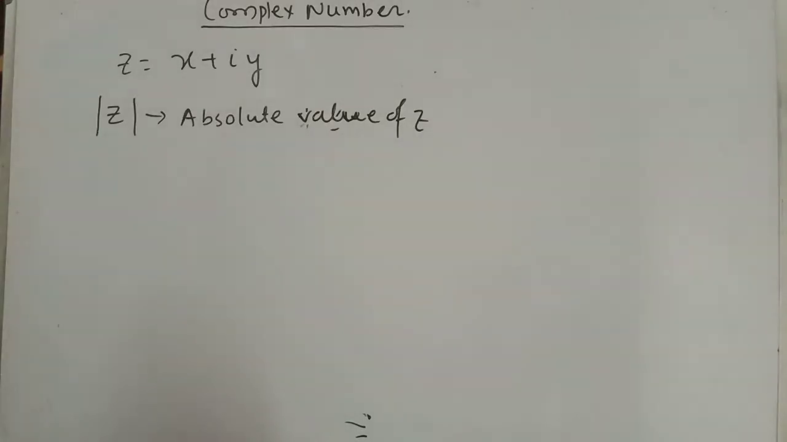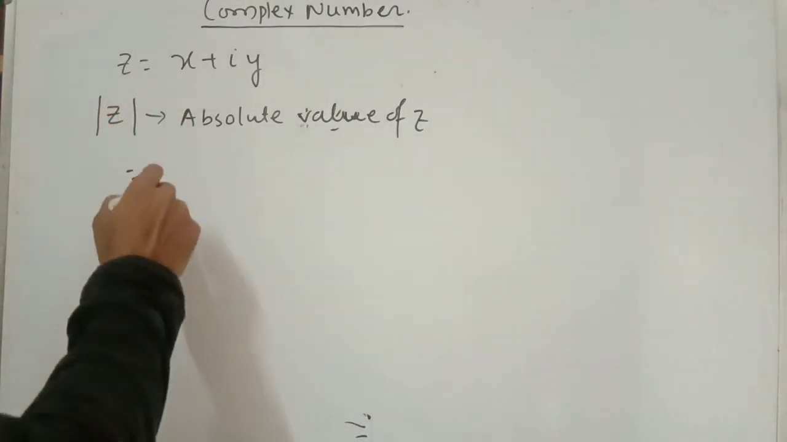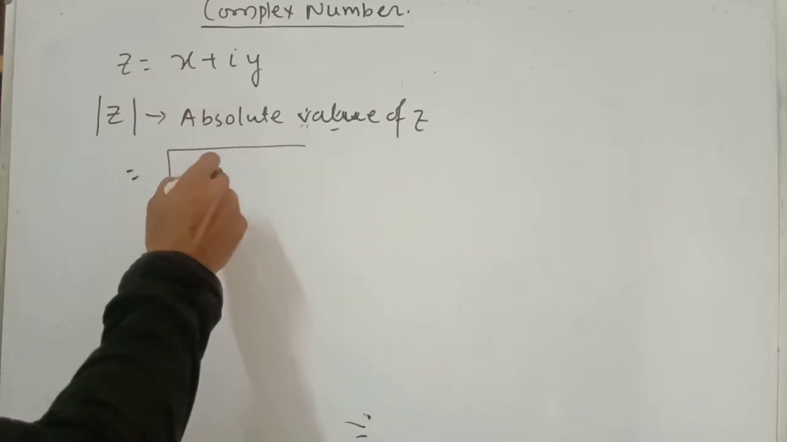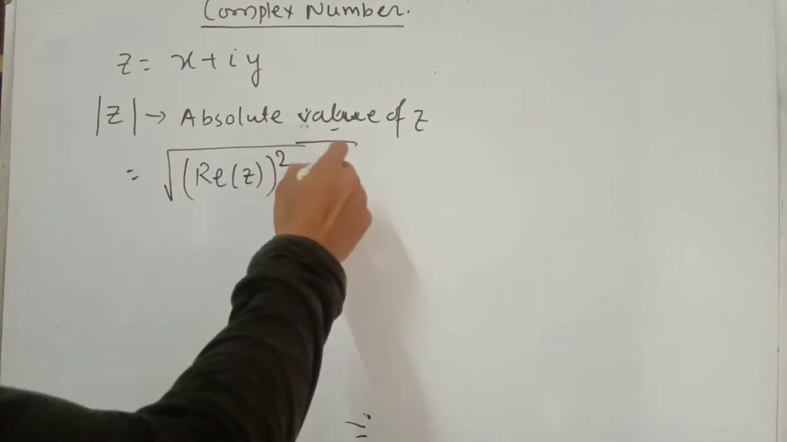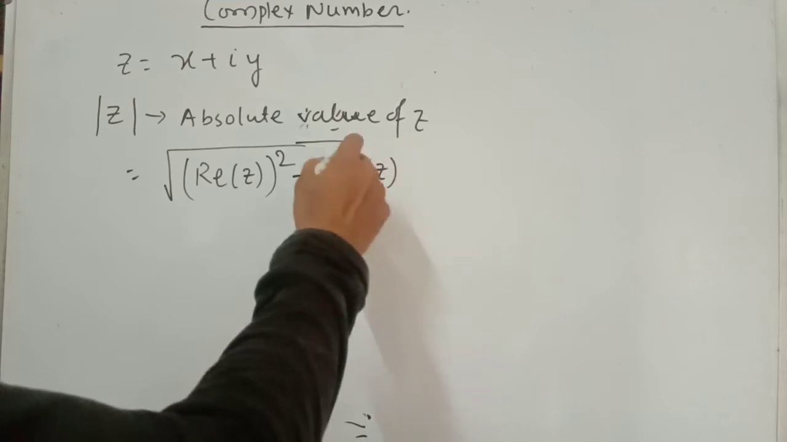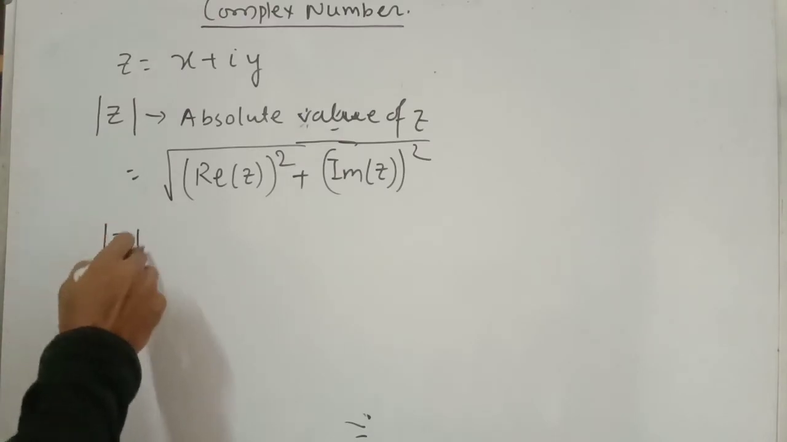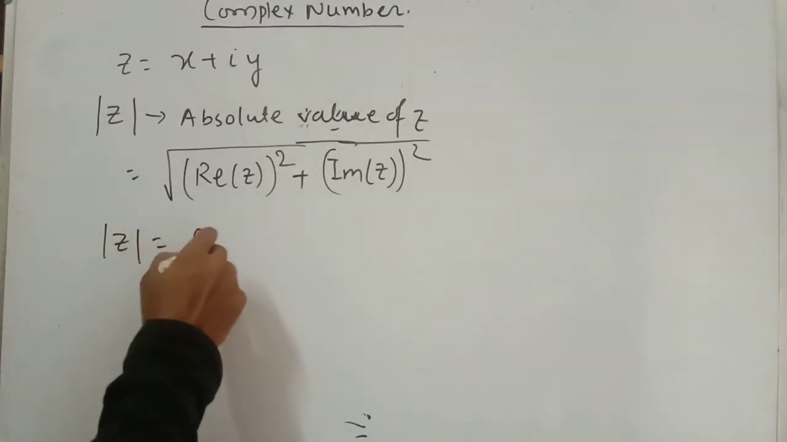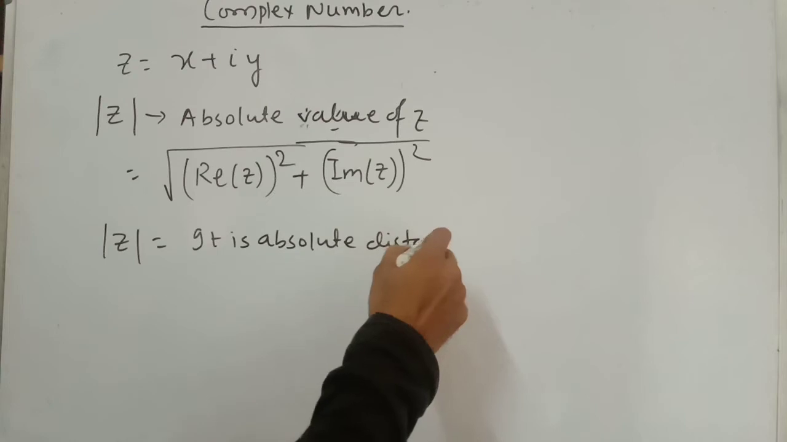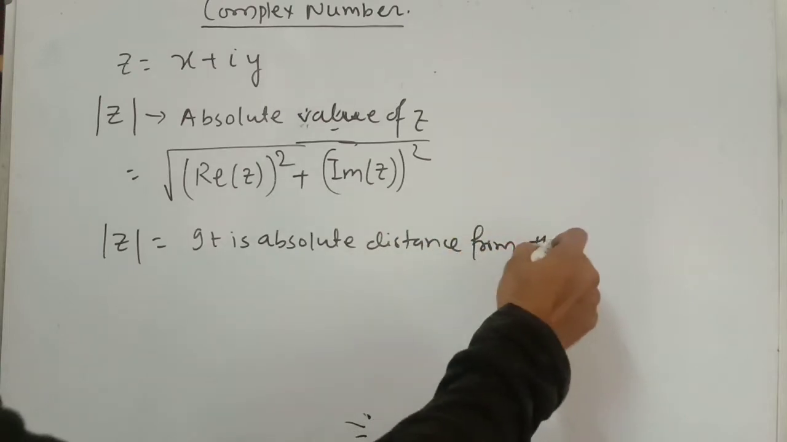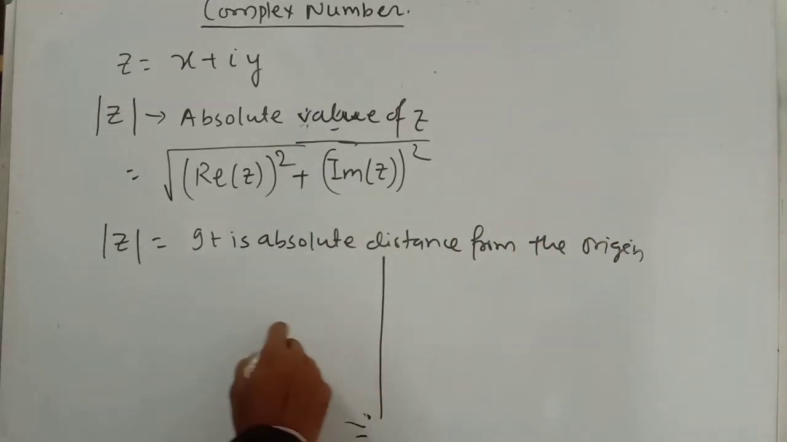When you draw the Argand plane, first of all you write the modulus of z. That means the square root of the real part of z squared plus the imaginary part of the complex number squared. You can also say the modulus of a complex number is the absolute distance from the origin. How? Let us draw the Argand plane.